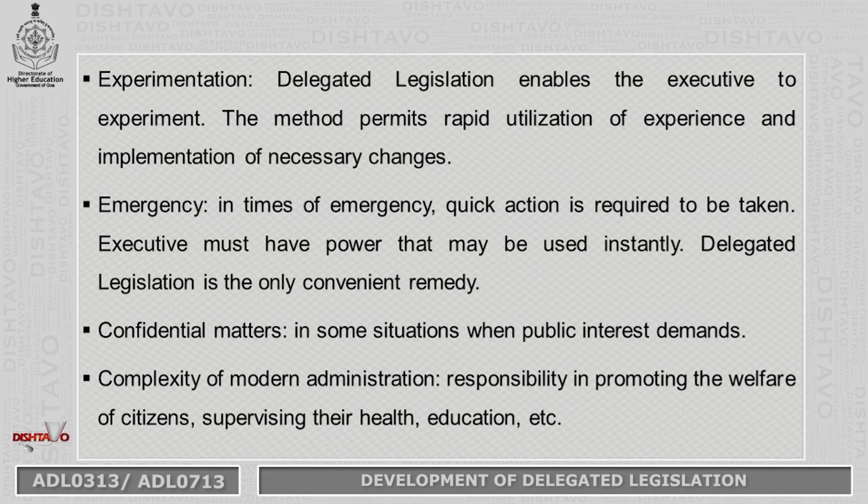Confidential matters is the next reason as to why there is an increase in the growth of delegated legislation. In some situations, there are certain public interest demands which are of a confidential nature, and in these confidential matters, there can be certain rules or regulations which could be made.